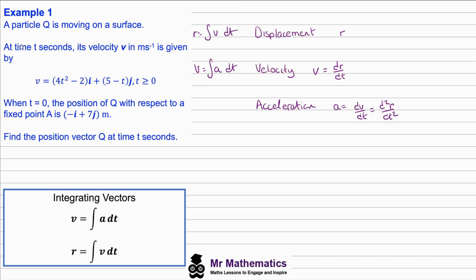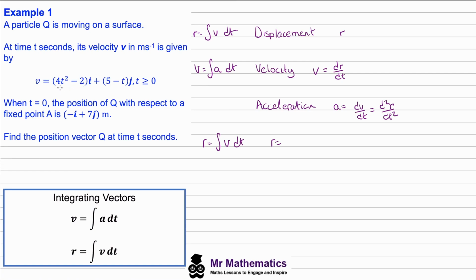So in example 1, we're told that a particle Q is moving on a surface, and at time t seconds, its velocity is given by this expression. And then when t equals 0, the position of Q with respect to a fixed point is -i + 7j. We've been asked to work out a position vector of Q at time t seconds. So because we want to work out the position vector, we're going to use r is equal to the integral of v with respect to t. So r will be the integral of this velocity expression.